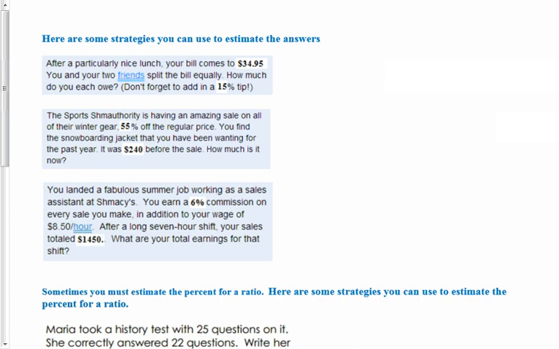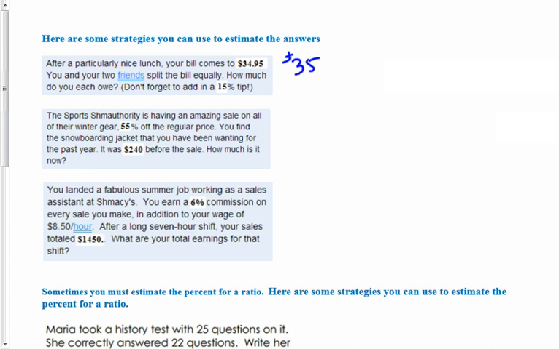Like this first one, we're at a lunch place. And so it says you and two friends split the bill equally. So we need to split it up into three parts. How much do we each owe? Now we have to add onto that a 15% tip. That's pretty much normal. So in this case, we just need an estimate. So we can just think of the meal as 35 bucks.